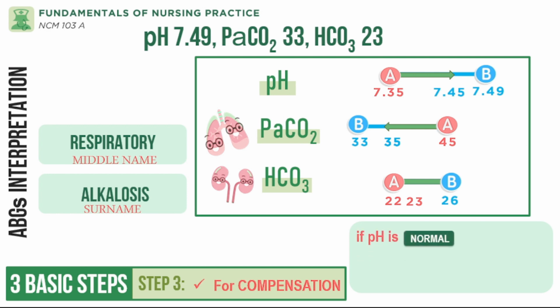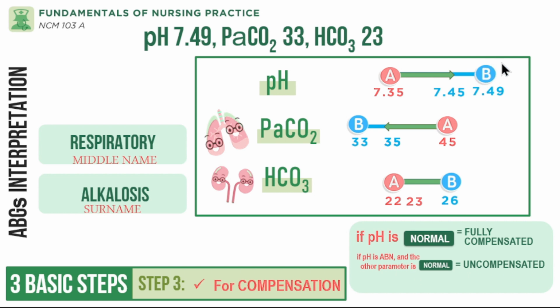Okay, if your pH is normal, then that is considered to be full compensated or full compensation. But in our case, the pH is not normal. Now, if the pH is abnormal, which is the case of our given example here, and the other parameter is normal, that is uncompensated.